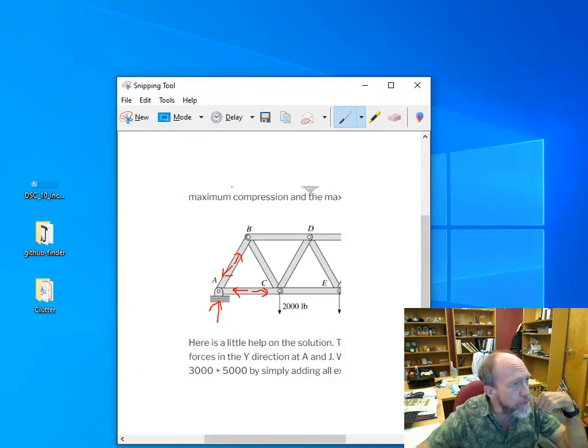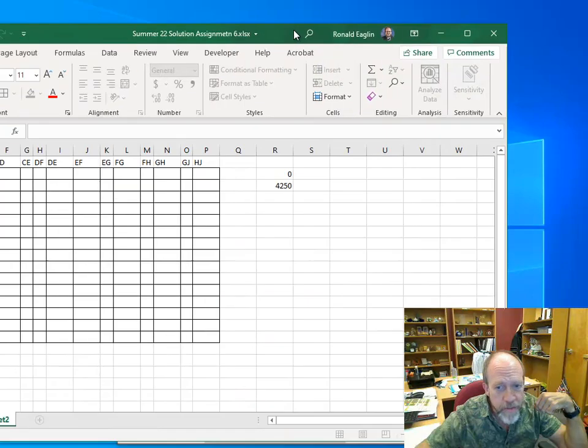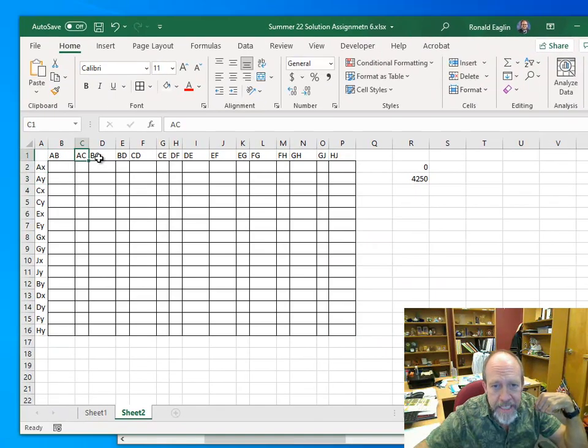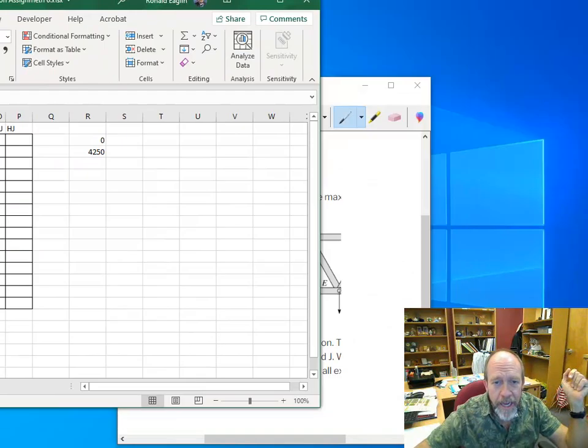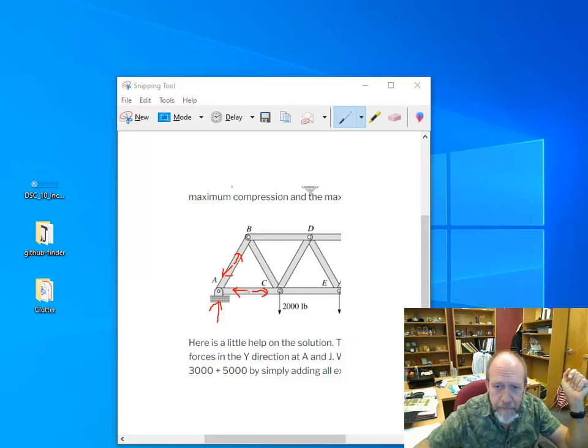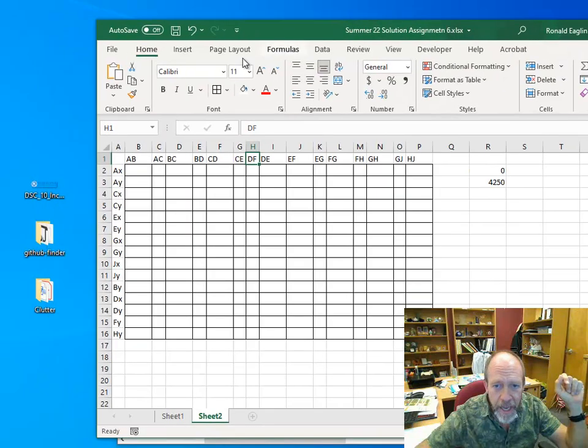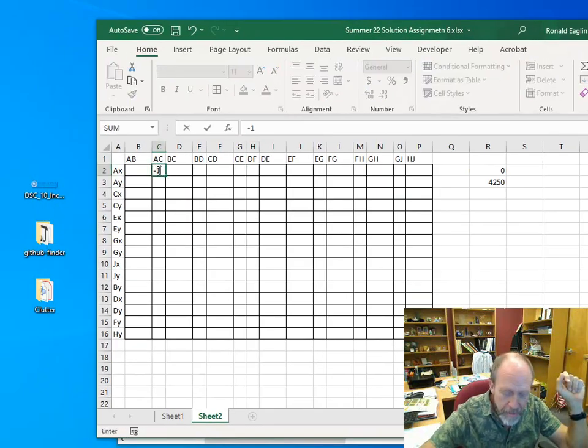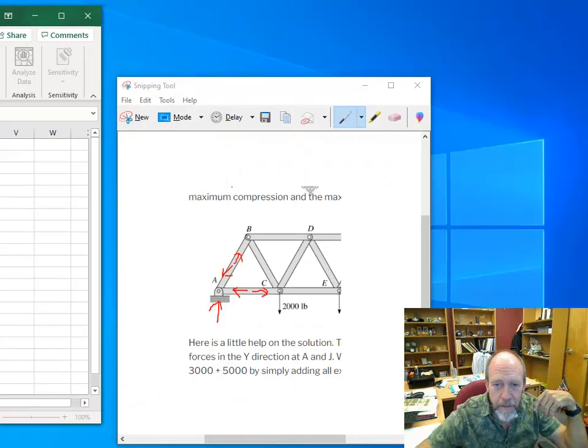The easiest way for me to do this is to set up a spreadsheet to help me keep track of these forces. So AB, AC, BC, BD, those are all the members. I put that along the top. Then I have the A in the X, the A in the Y, C in the X, C in the Y. I just put all the ones I'm going to solve for on the left-hand side. So if I want to solve for A in the X direction, I can look at this and say, well, the AC member is this component right here, and it's in compression, so it's going in the negative direction, and it's -1. That's simple, because there's no angle.